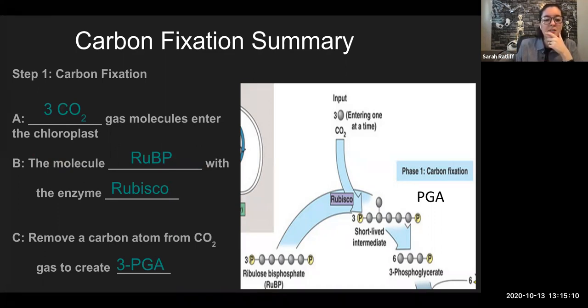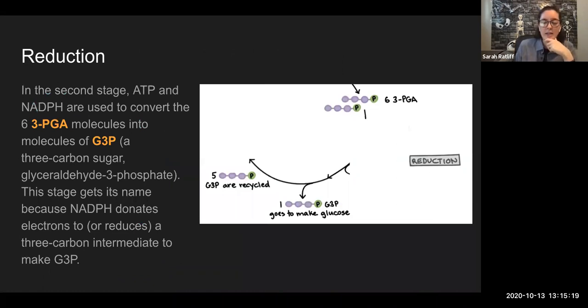So we have 6 of those 3-PGAs because we're breaking that 6-carbon in half. Okay, next step, reduction. We're going to be reducing something. So in this second stage, this is where we're going to use our ATP and NADPH that we just made in our light reaction. Their energy is going to be used to convert those 3-PGAs we just made into a different molecule called G3P.